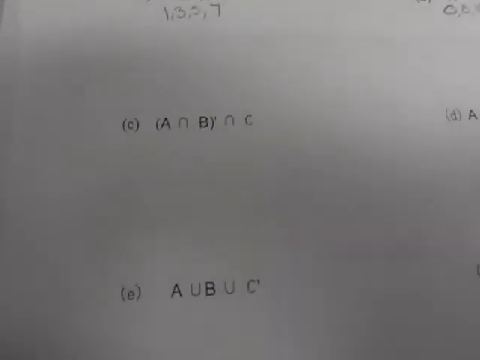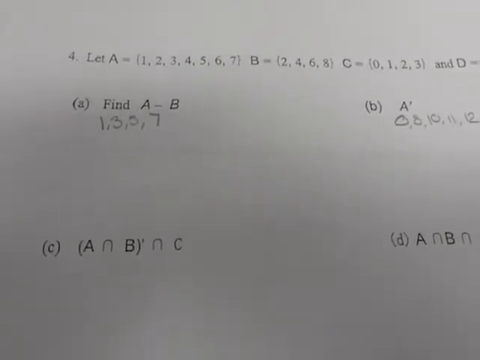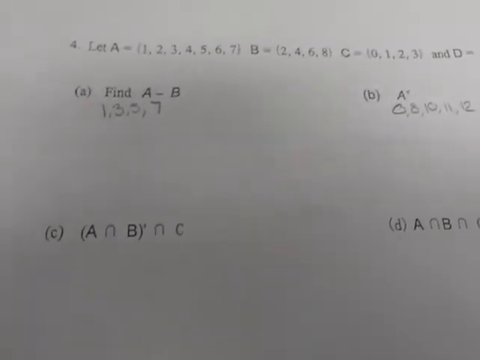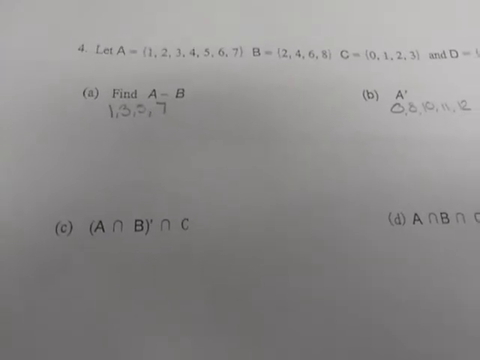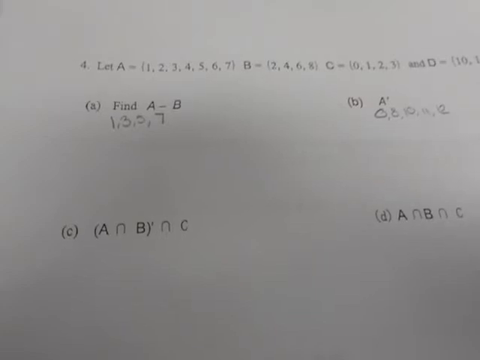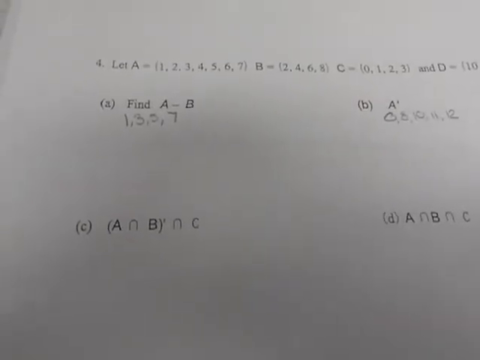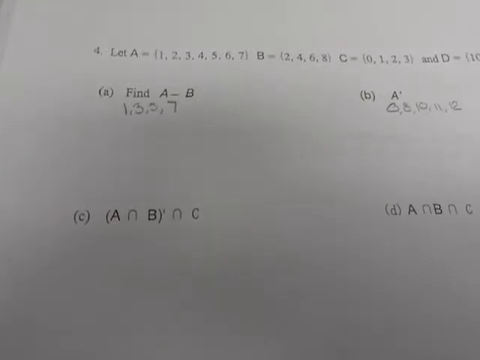C. First of all, you had to find what was in parentheses. You had to find A intersect B, right? What's A intersect B? 2, 4, 6. But then it was a little prime mark on the outside, right? So that means what's not in that set. And in that set was 2, 4, 6. So what was not in 2, 4, 6? 0.